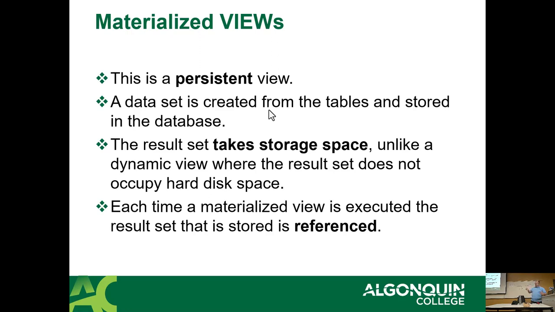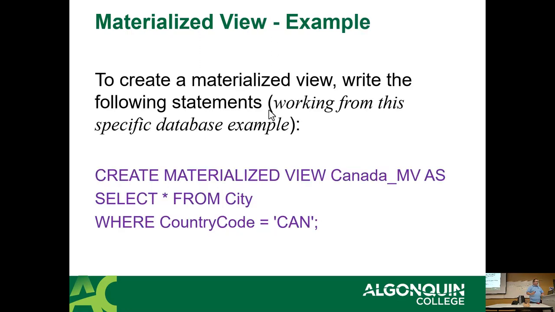Every time you run the materialized view, the result set that is stored is what is referenced, not the live data. So the data in the materialized view is only as fresh as the last time you refreshed it. So the syntax would be like this. Create materialized view Canada MV as select star from city where country code is equal to CAN. What that'll do is it'll take the results of that query, create a table. It's actually a view, but it's a table. It shoves all the results of that query into that table, and it is static. It doesn't update. So you can add records, take records out of the city table to your heart's content. The materialized view will only ever have what you had when you created it.